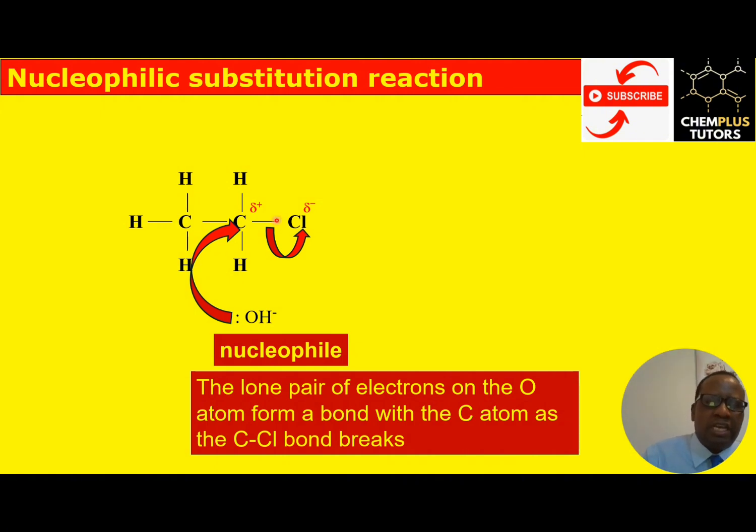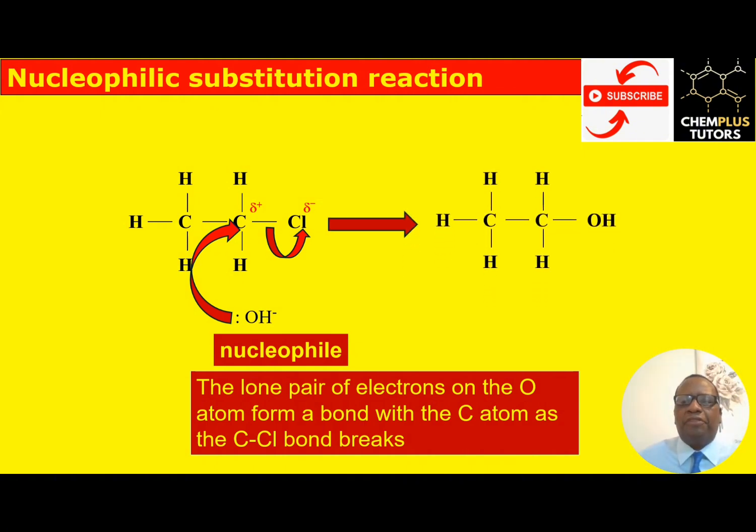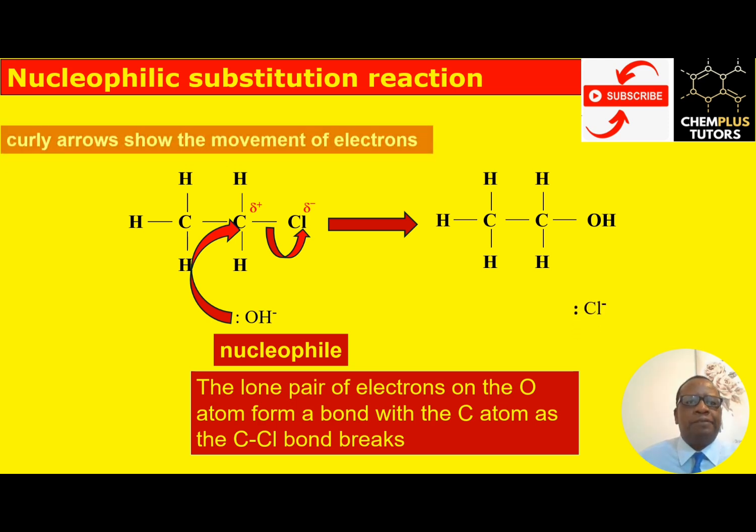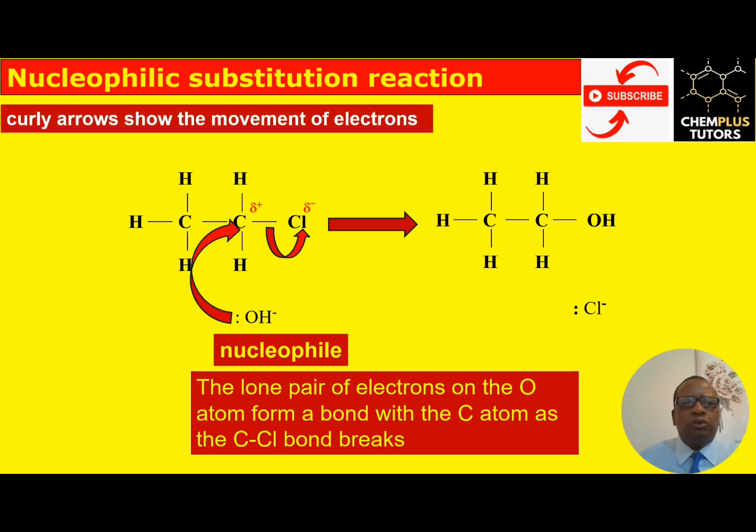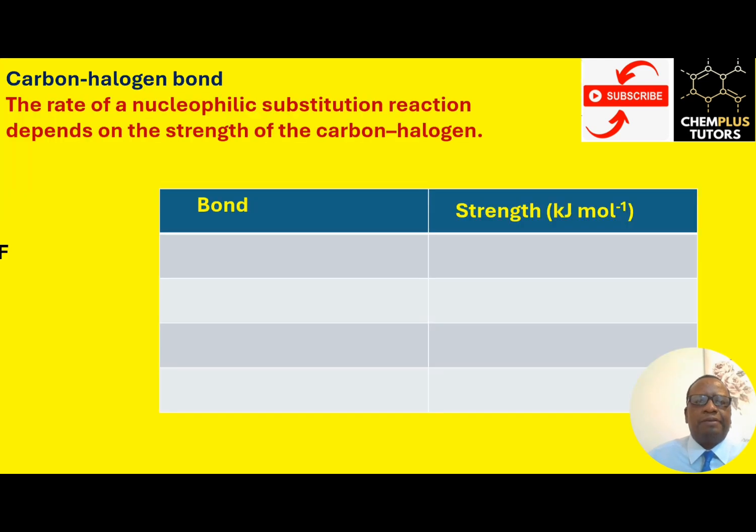But the electrons being shared in this bond move on to the chlorine, breaking that bond. I think it's some kind of heterolytic fission happening there. Then what do we form? We form ethanol plus the hydrogen halide. The curly arrows show the movement of electrons from the nucleophile to the positive center.